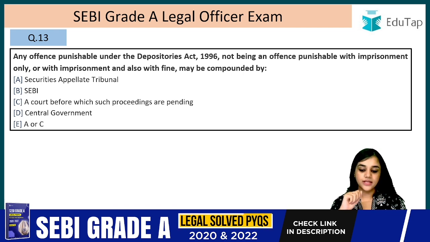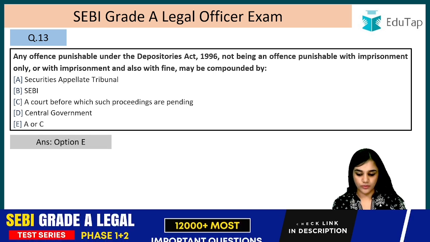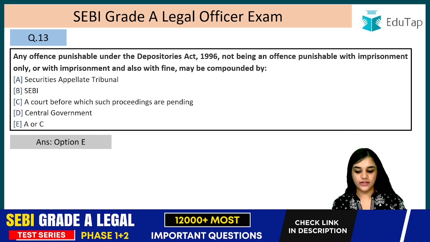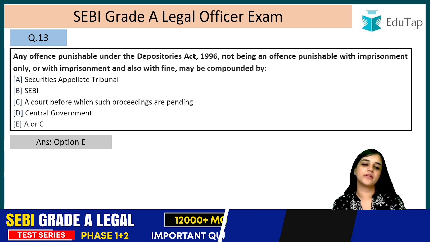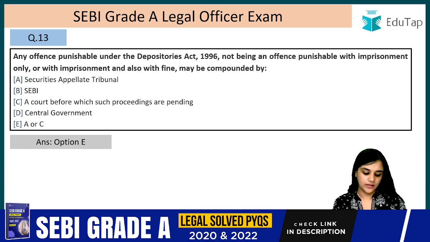I have told you this. Now the question is that who can compound, right? So the answer to this is option E, A or C, which is Securities Appellate Tribunal or a court before which such proceedings are pending. They can compound such an offence which is not punishable with imprisonment alone or imprisonment plus fine, right?